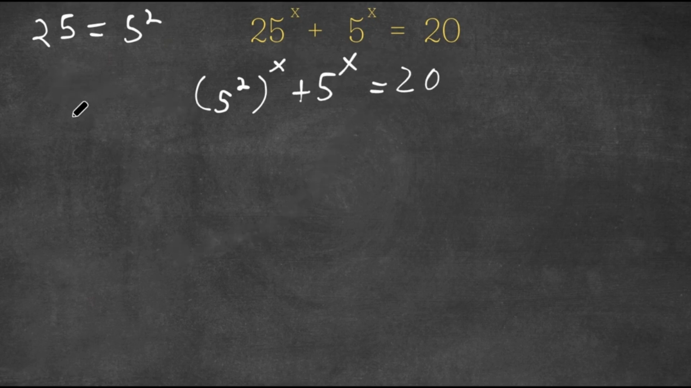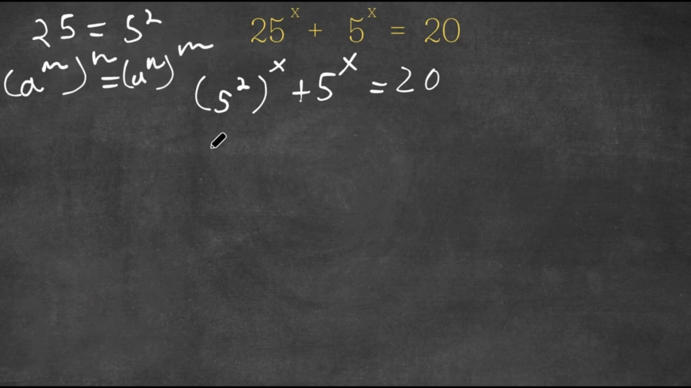Now, if we have something in the form a to the power of m to the power of n, this is the same thing as a to the power of n to the power of m. So 5 to the power of 2 to the power of x, this is the same thing as 5 to the power of x to the power of 2.